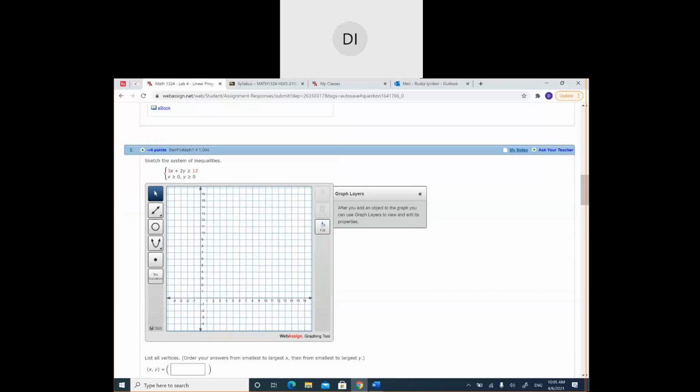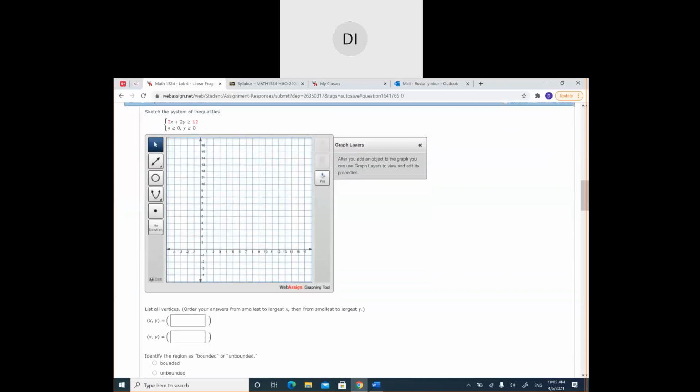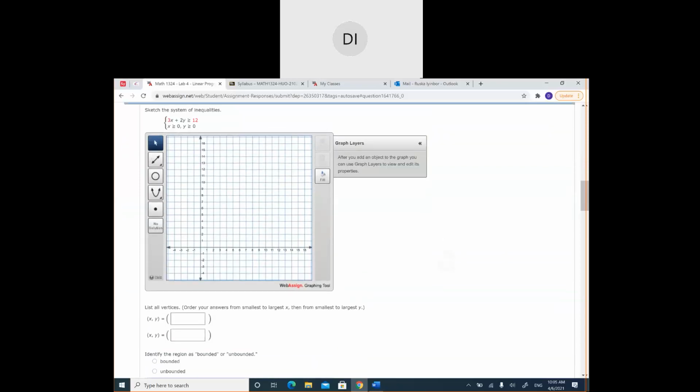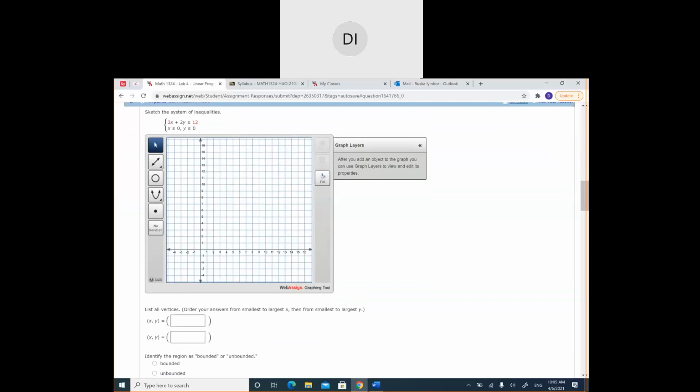And then number 2 is the same idea, the same way, just doing it one more time. So let's do it one more time. So here first we're going to start with graphing the inequality. So I need to pick numbers for 3x plus 2y equals 12.